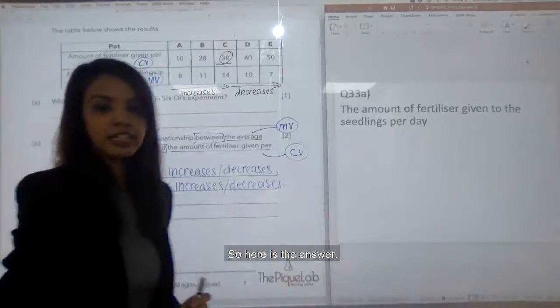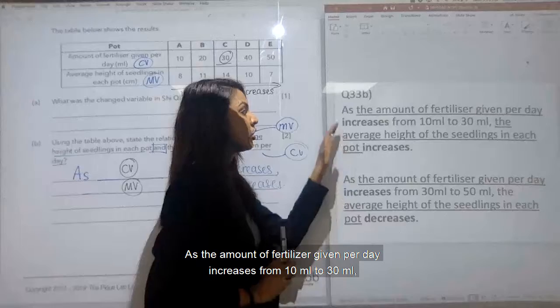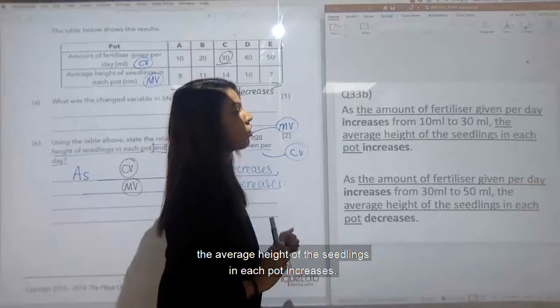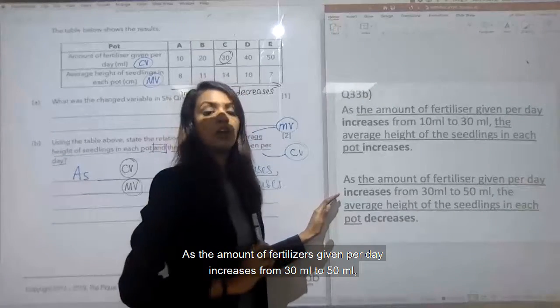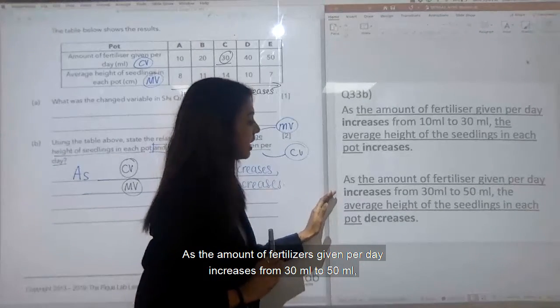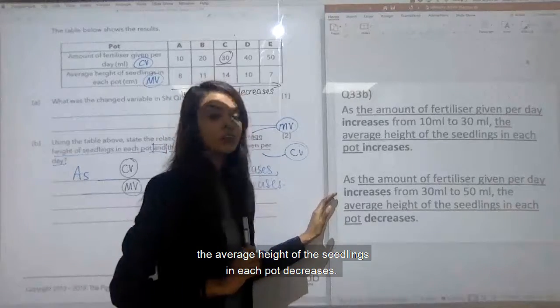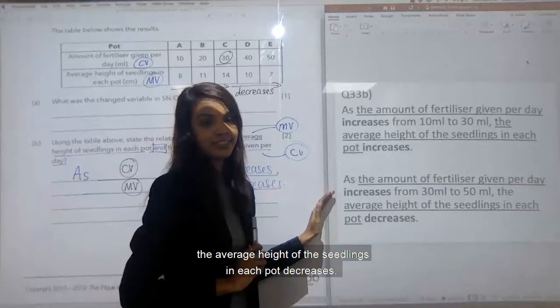So here is the answer. As the amount of fertilizer given per day increases from 10 ml to 30 ml, the average height of the seedlings in each pot increases. As the amount of fertilizers given per day increases from 30 ml to 50 ml, the average height of the seedlings in each pot decreases.